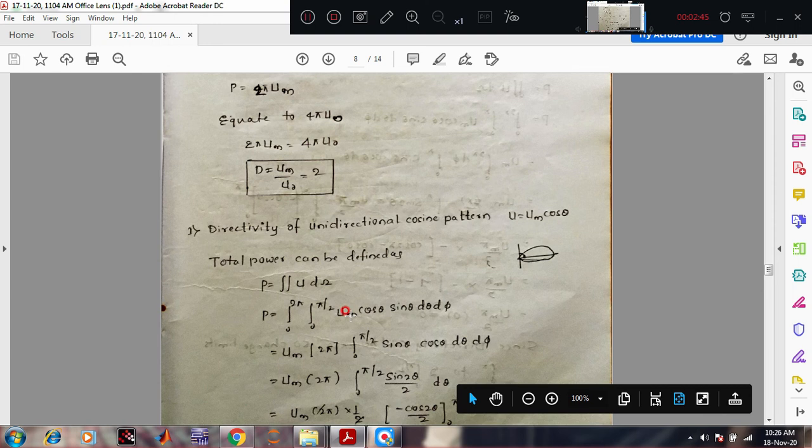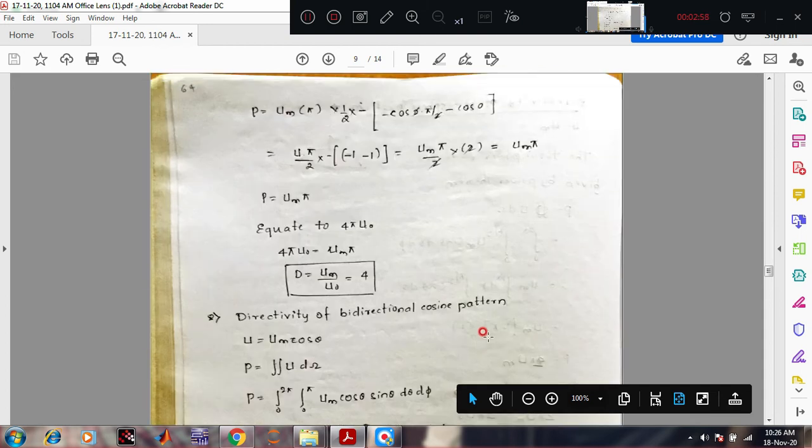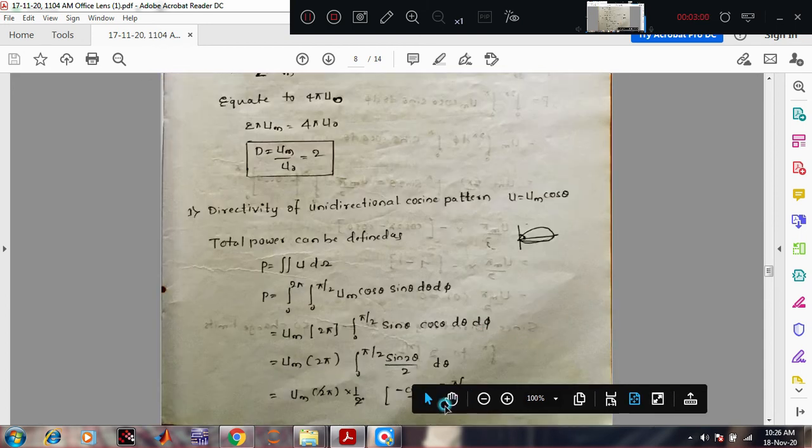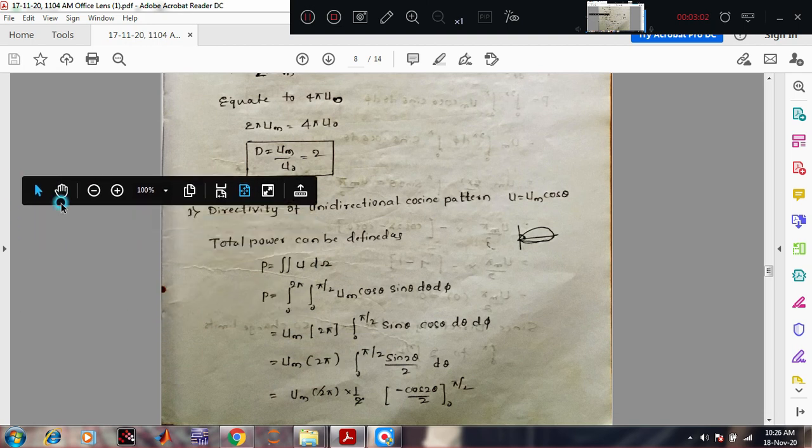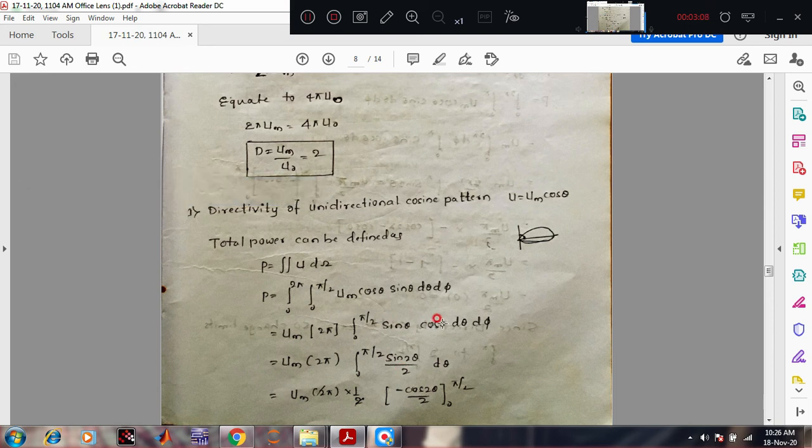Then take out the constant term, Um, outside. The integration from 0 to 2 pi with respect to d phi will be 2 pi. Then the integration from 0 to pi by 2 of sin theta cos theta d theta. This can be solved as follows: multiply by 2 and divide by 2, so that 2 sin theta cos theta is sin 2 theta. Take 1 by 2 common outside, so the 2 and 2 will get cancelled.